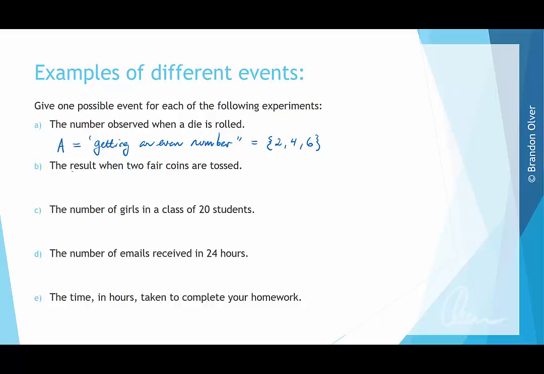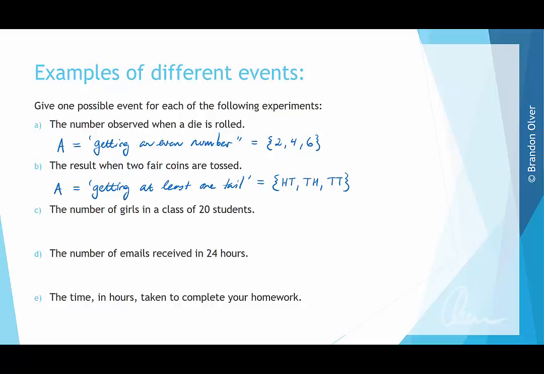For B, we want an event that occurs when you toss 2 coins. And we could say the event A is getting at least 1 tail. If we do that, we could consider getting a head followed by a tail, a tail followed by a head, or 2 tails, which also satisfy getting at least 1 tail.